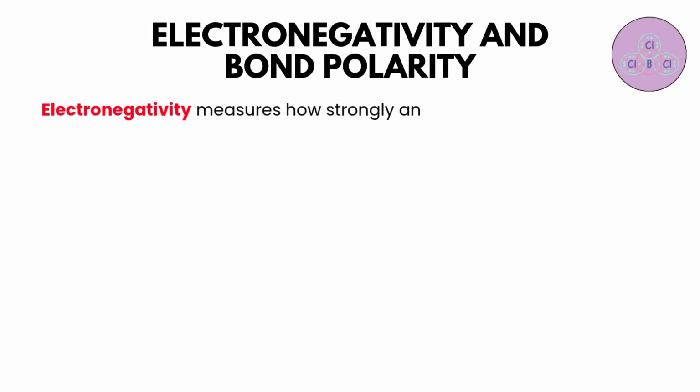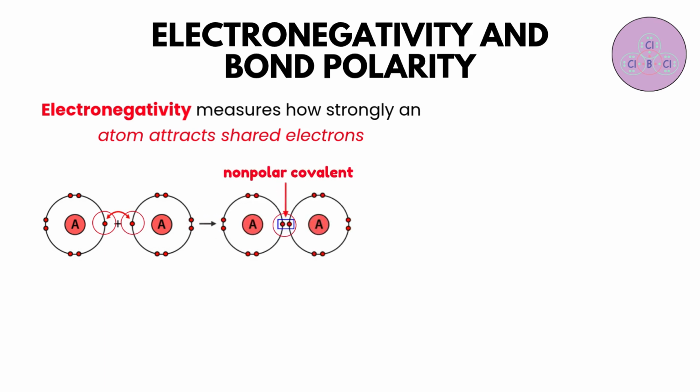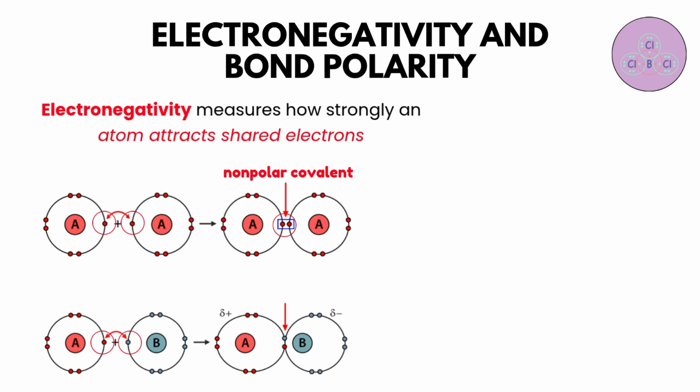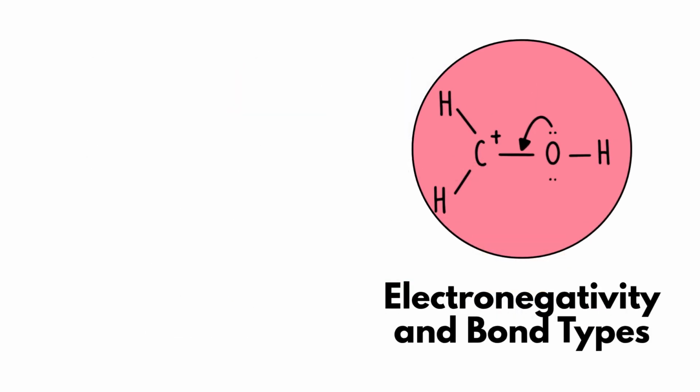Electronegativity and bond polarity. Electronegativity measures how strongly an atom attracts shared electrons. When two atoms share electrons equally, the bond is nonpolar covalent. When one atom pulls harder, the electrons shift toward it, creating a polar covalent bond with partial positive and partial negative ends. This polarity drives everything from dipole interactions to hydrogen bonding, both huge for MCAT passages on proteins and water chemistry.